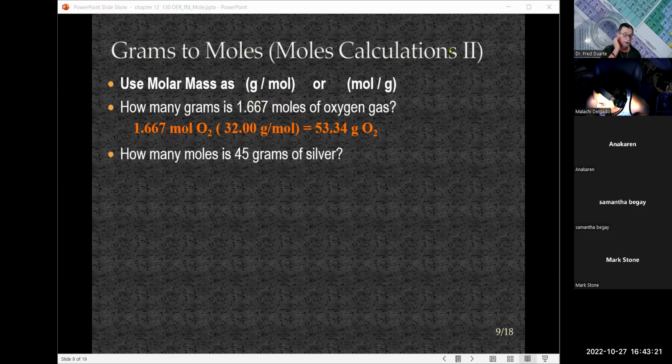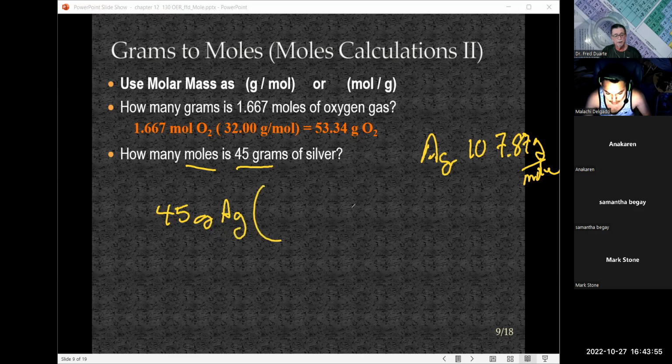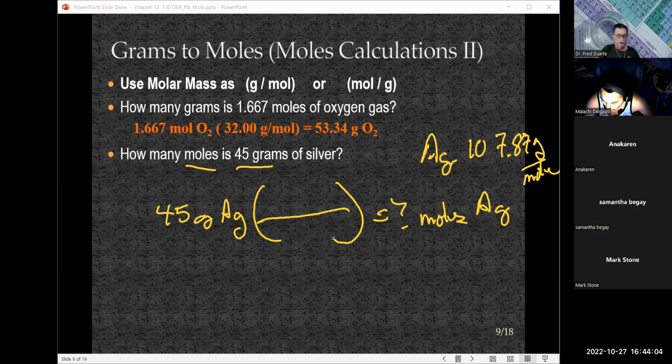All right, here we're asked to figure out how many moles is 45 grams of silver. Okay, so we need silver's atomic weight, which is 107.87 grams per mole. Okay. So how many moles is the question? And we start off with 45 grams. So we've got 45 grams of silver. Okay. And we're looking for moles of silver. So therefore, we need our atomic weight with grams in the denominator and moles on top. So that's 1 mole over 107.87 grams. So grams cancel, leaving us with units of moles of silver, which is what we're looking for.